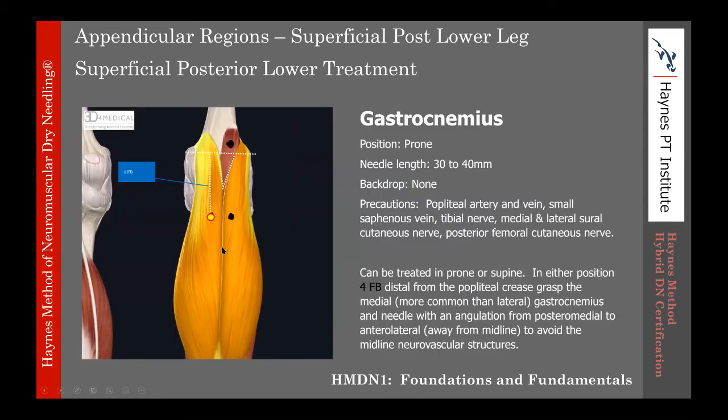So gastroc, we will, and it can be treated in both prone or supine. Here, we're going to do it in prone. It will be 4 finger breadths distal from the popliteal crease. We're going to grasp the medial, which is more common than the lateral. We're going to do both. Head of the gastroc, and we're going to needle with an angulation from posteromedial to anterolateral, so away from midline, so that we avoid the remaining neurovascular structures as they're coming down into the calf.